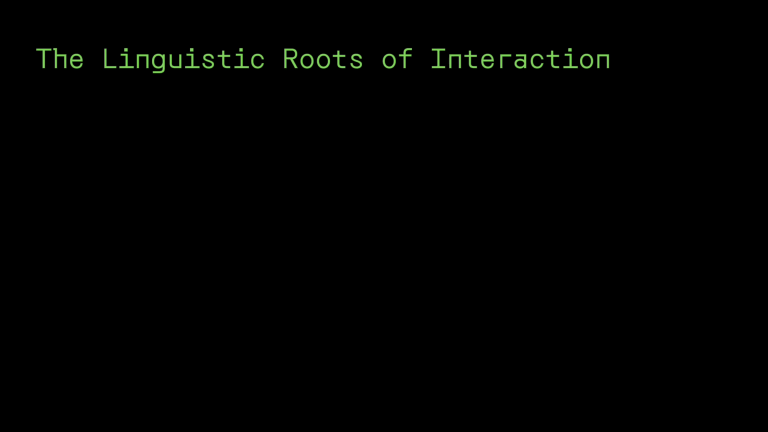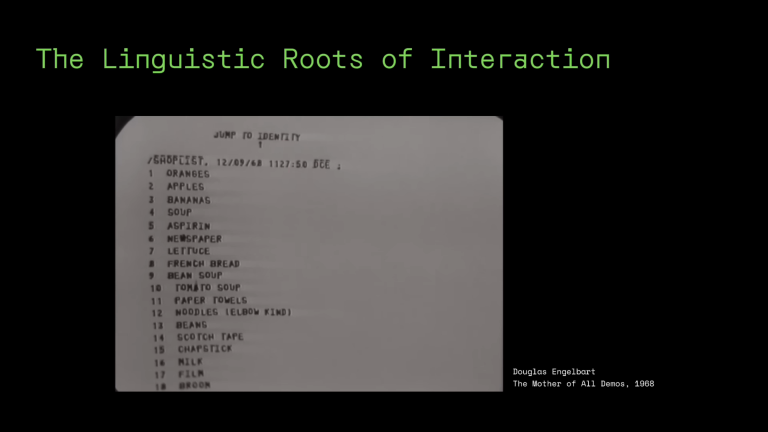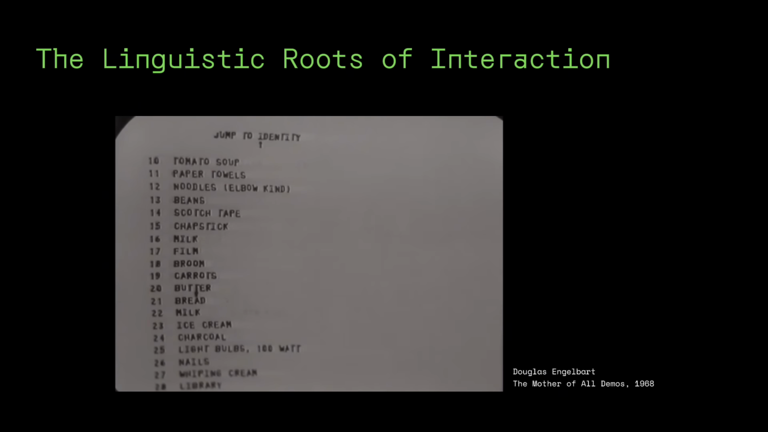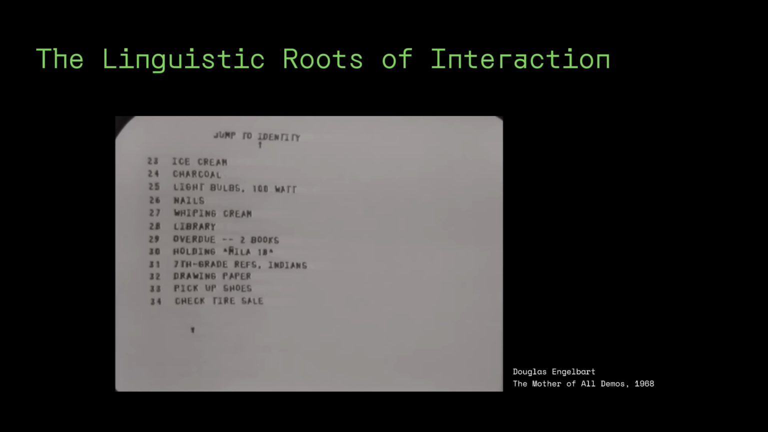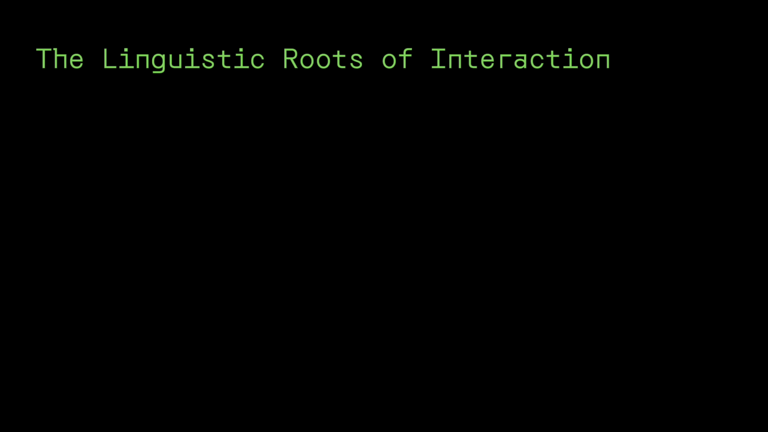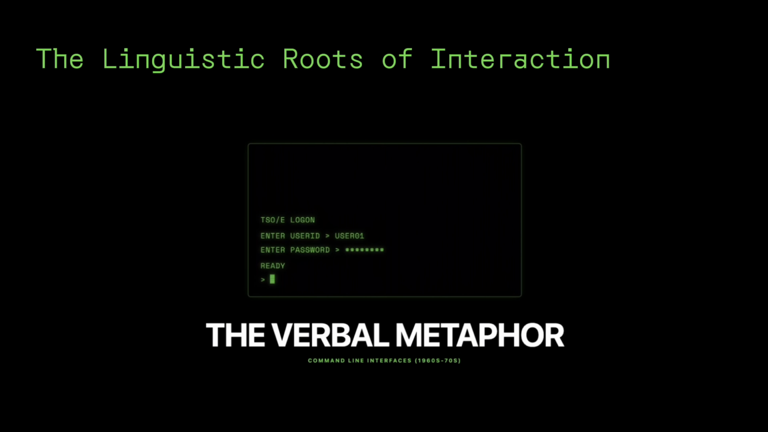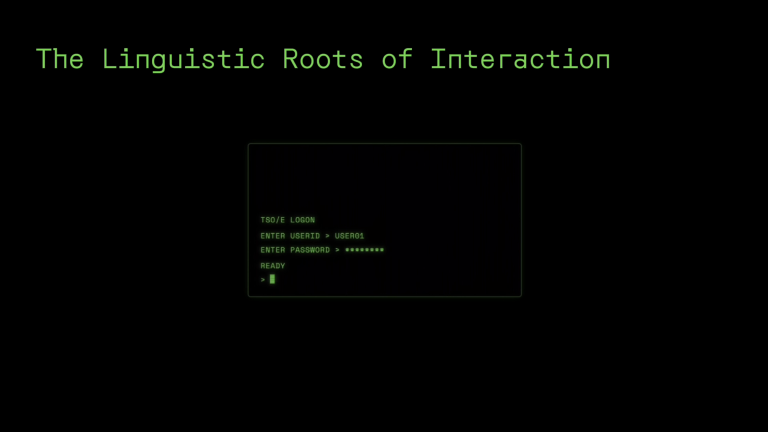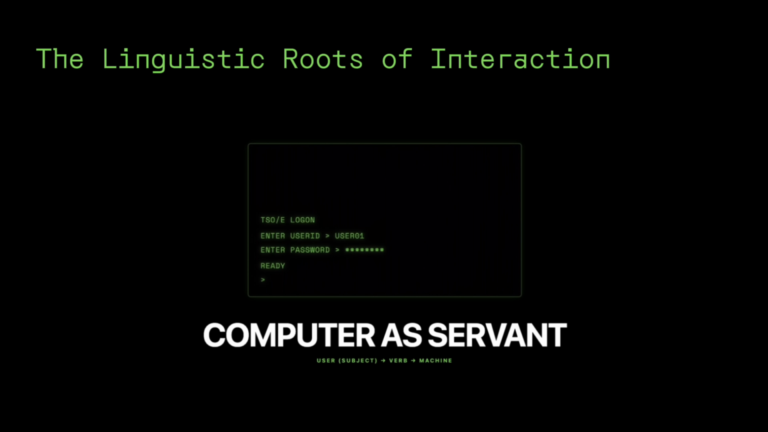When computer scientists in the mid-20th century began constructing the first bridges between human intent and machine execution, they inadvertently codified these linguistic structures into the very DNA of operating systems. The early command line interfaces, CLIs of the 1960s and 70s, were built almost exclusively on the verbal metaphor. They treated the computer as a servant to be commanded. The user, acting as the subject, issued an imperative verb to the machine.